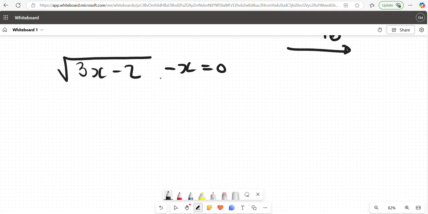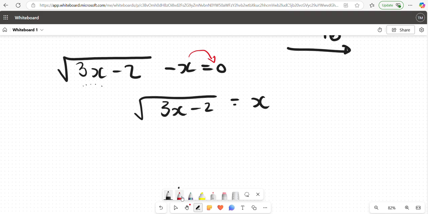So if you're given this, how do you go about solving these? The best way to do these is to separate the root, the term that has the root, from the rest of the terms. The rest of the terms in this expression is just the x. So I'll take the x to the other side, and I'll end up having the root of 3x minus 2 equal to x.